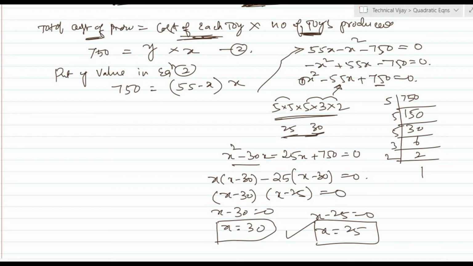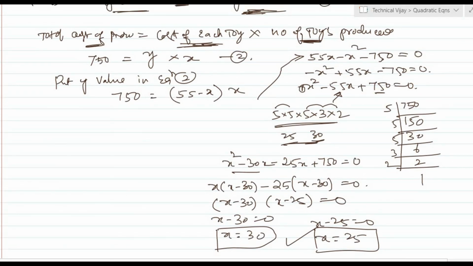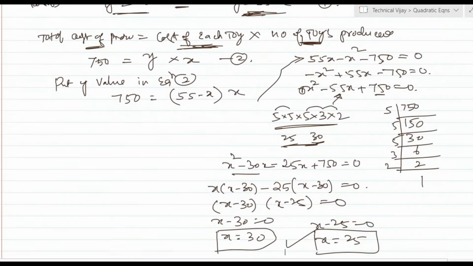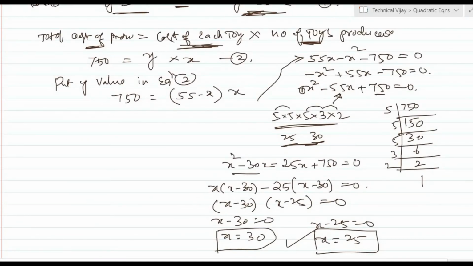Now, what do roots mean here? We have assumed x as the number of toys and y as the total cost of production. What he has asked is to find the number of toys produced on that day, which means the x value. So x is equal to 30.